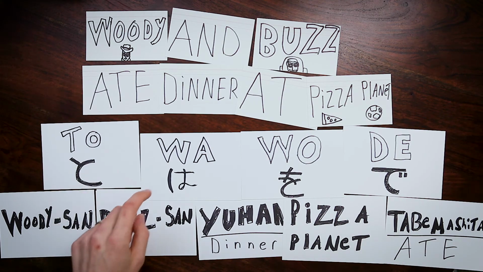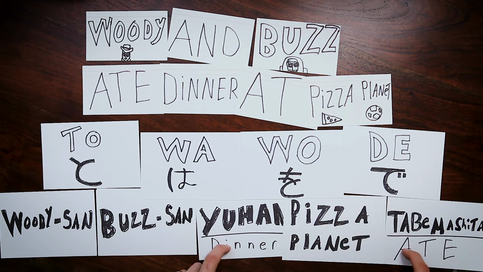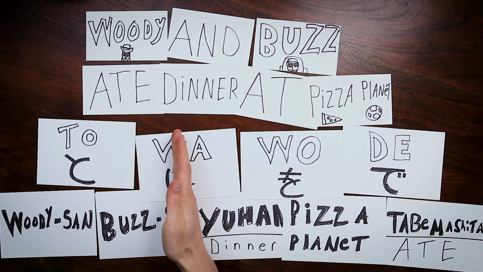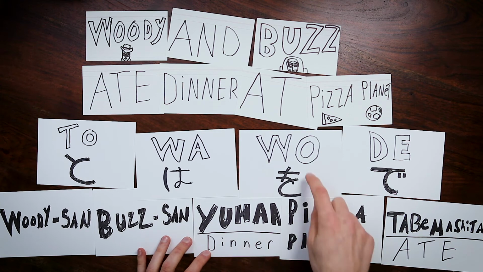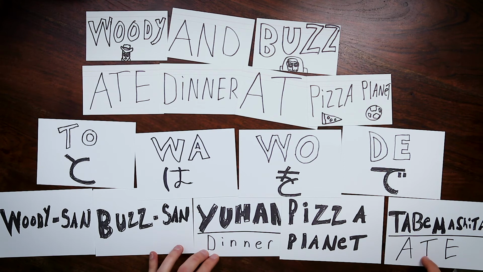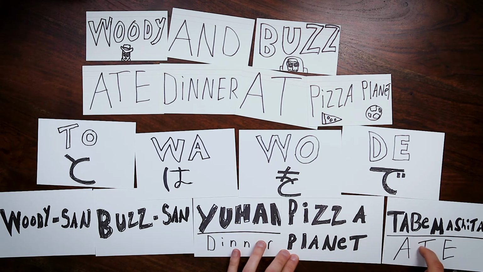Woody to Buzz-san wa yuhan wo Pizza Planet de tabemashita. Now again, Woody and Buzz, main subject, dinner, wo connecting to the verb at the end. So dinner was eaten. Pizza Planet de. De marks the location that the verb took place. So Pizza Planet, so dinner was eaten at Pizza Planet. Okay? Perfect. And there you have how these particles are working in this sentence.